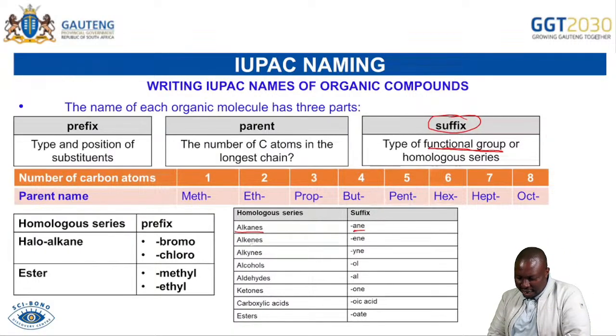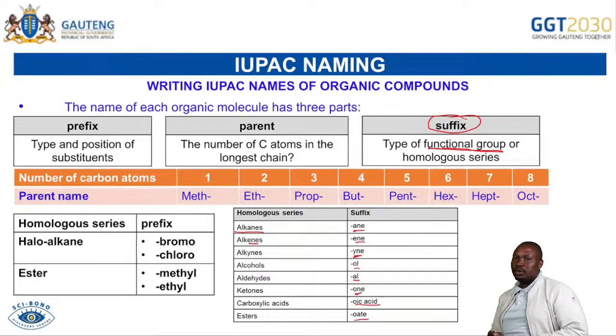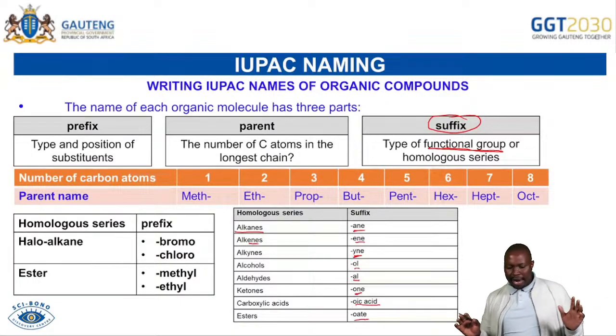For alkenes, the name will end with "ene." For alkynes, the name will end with "yne." Alcohols, the name will end with "ol." Aldehydes, the name will end with "al." Ketones, "one." Carboxylic acids, "oic acid." And esters, "oate." So that's how the name will end.